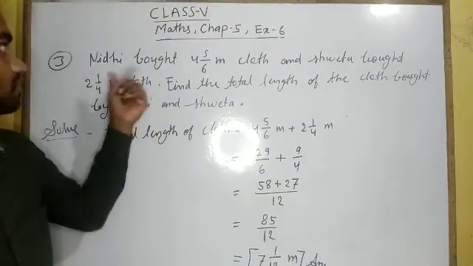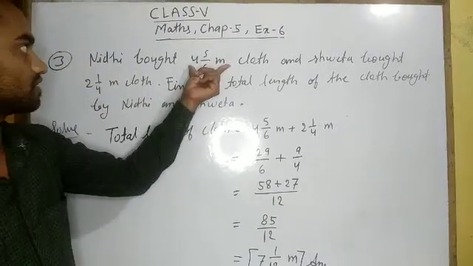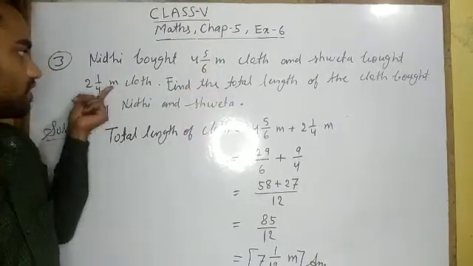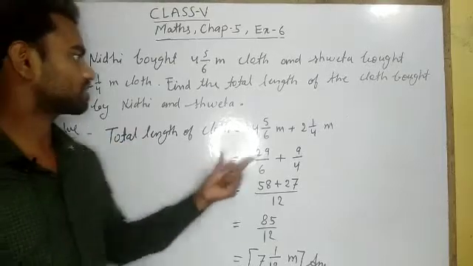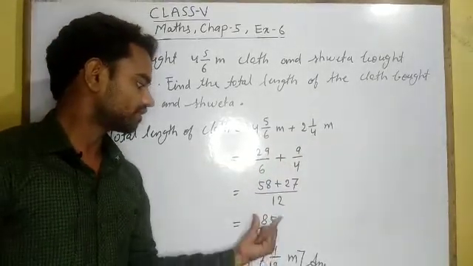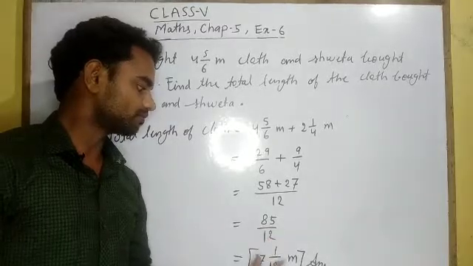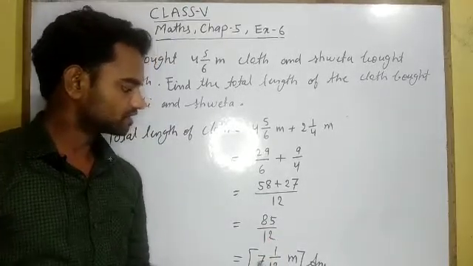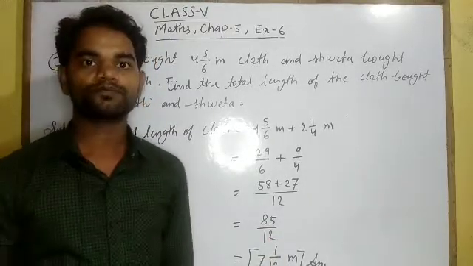What is the question? Two girls bought the cloth, this by one and this by the other. The question is to find the total length of the cloth. Simply add these separate lengths and we get 85 upon 12. Convert this improper fraction into a mixed fraction, then 7 whole 1 upon 12 will be the answer.